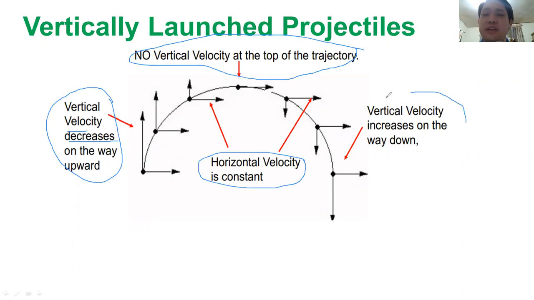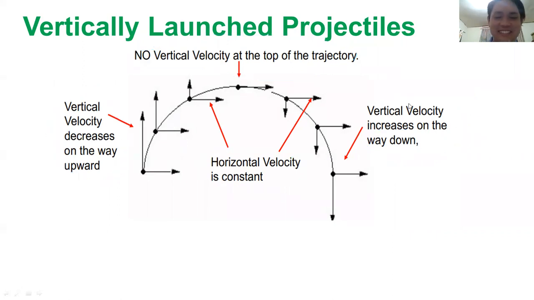And the vertical velocity also increases on the way down. So do not forget, no vertical velocity at the top of the trajectory, and vertical velocity decreases on the way upward and increases on the way downward. And for the horizontal velocity, it is constant. So based on the illustration, I hope you can still follow, class.